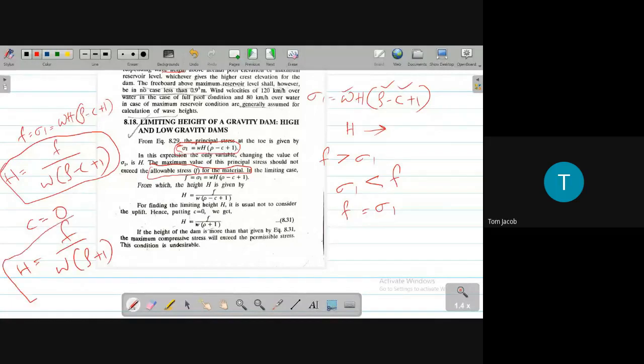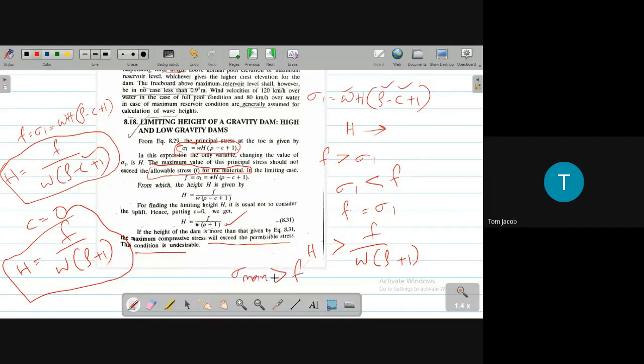Okay, this is the equation for limiting height when uplift is 0, and this is when uplift is considered. Now what we need to understand is that when the height of the dam is more than that given by this equation, the maximum compressive stress will exceed the permissible stress. When H is greater than F by W into (rho plus 1), the problem is that the maximum compressive stress, let it be sigma max, exceeds F. That is not desirable.